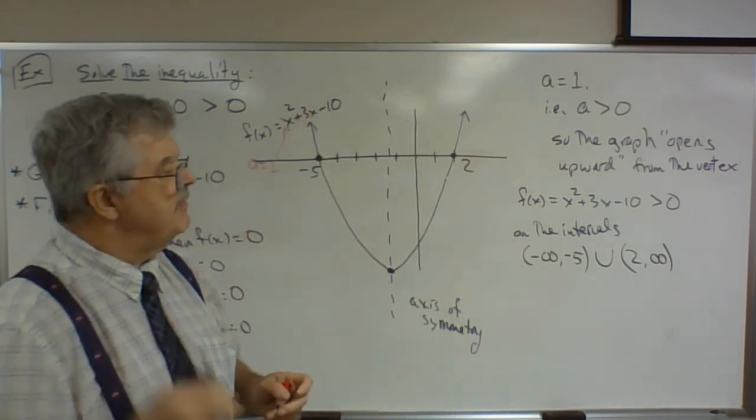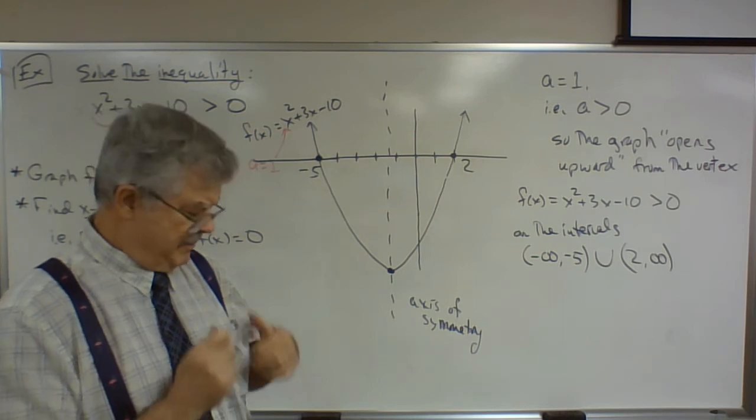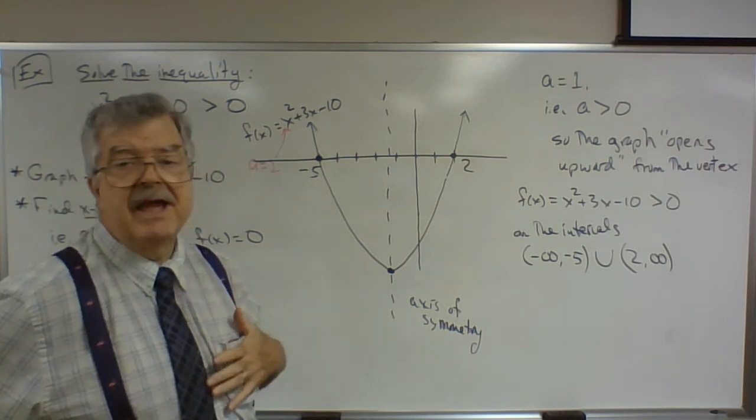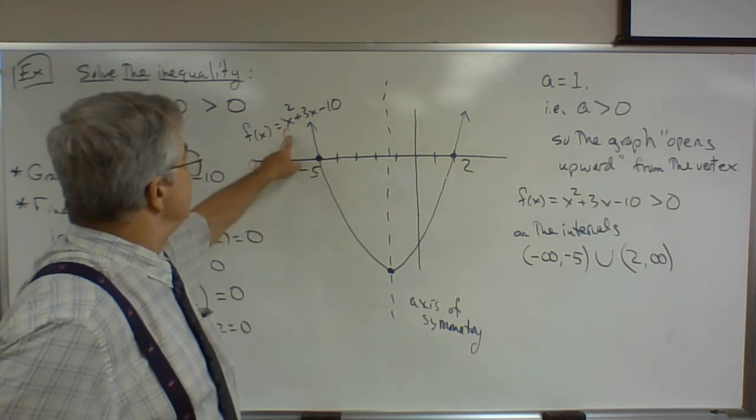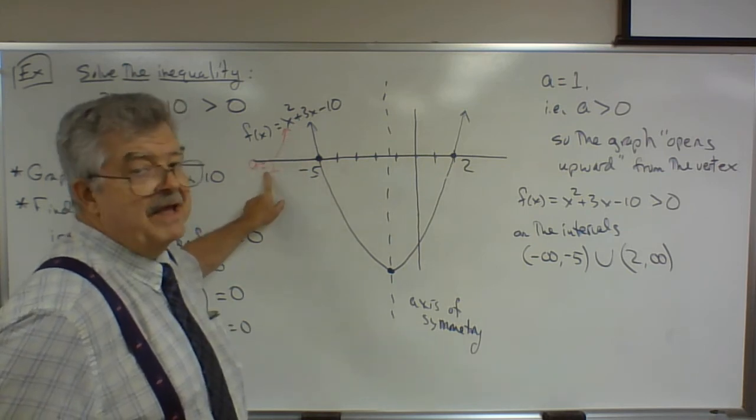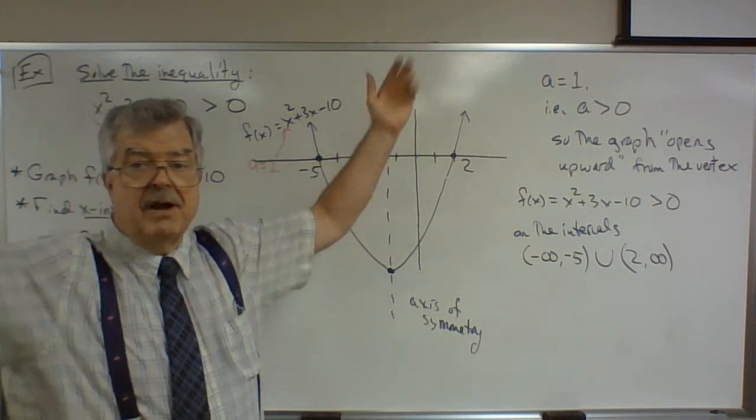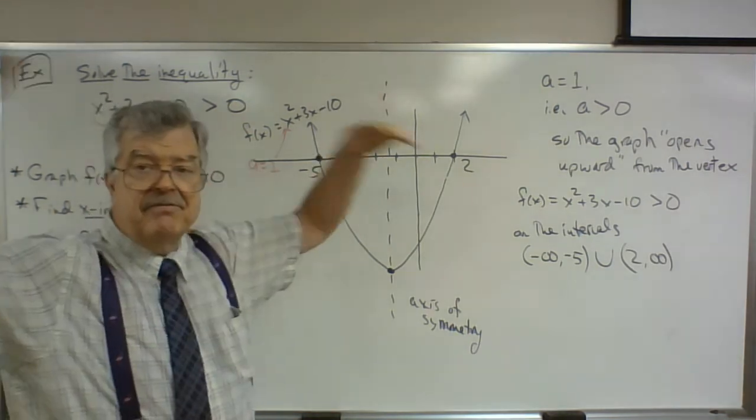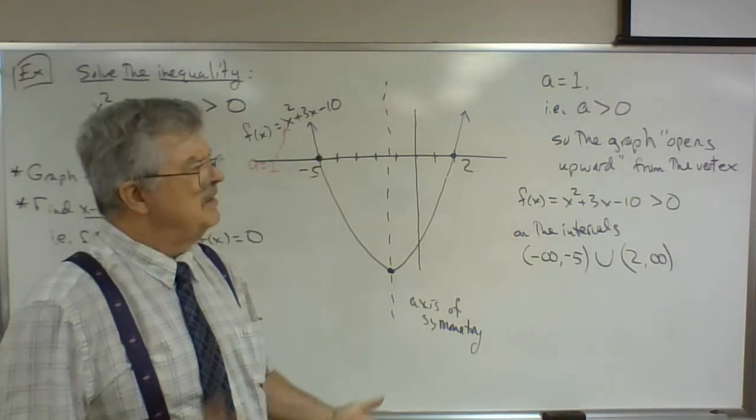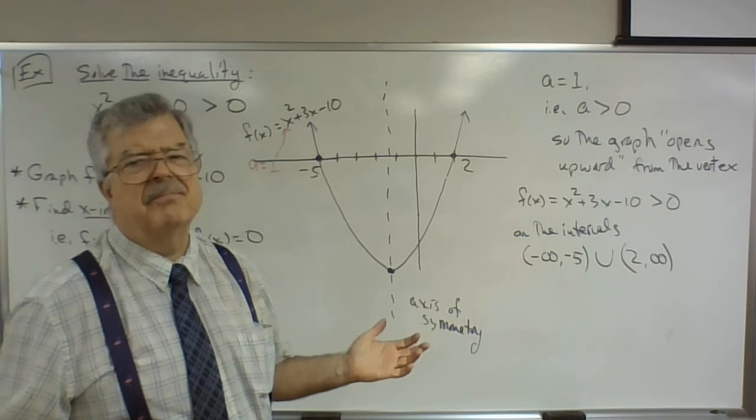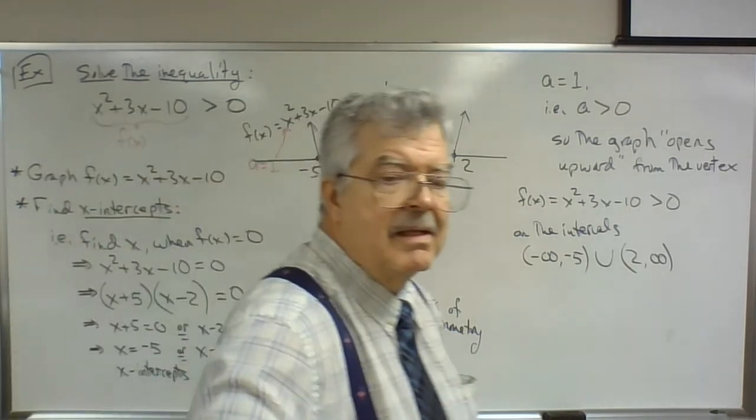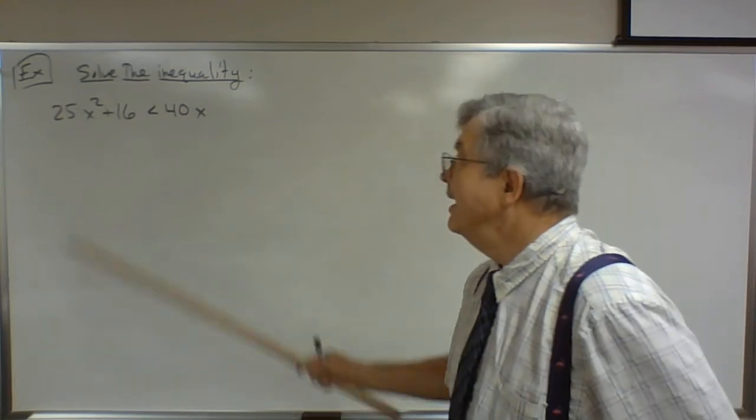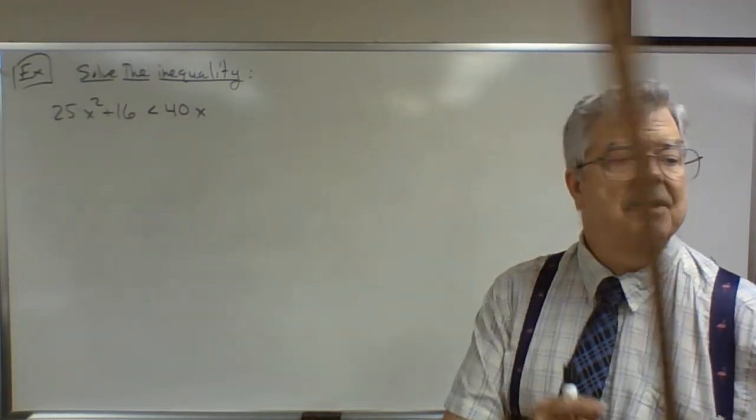You know, I like that way of solving a lot better. Anytime we have x-intercepts, just think about what A is. And if A is positive, the graph opens up. If A is negative, the graph opens down. We don't have to compute the coordinates of a vertex. This is a nice one.